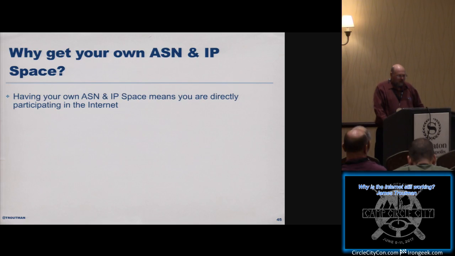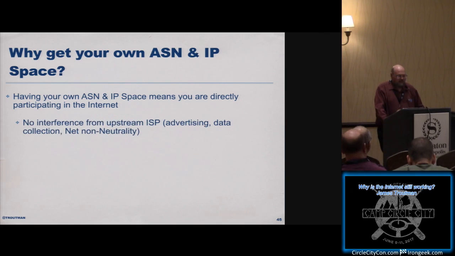So why would you want to go through all of that work? Why? I mean, there's got to be a reason, right? If you have your own ASN and your own IP space, it means you are directly participating in the internet. You're not going to have interference from an upstream ISP. Some ISPs, particularly residential ones, are becoming fairly evil. They're injecting advertising, they're collecting data, they're engaging in non-neutral services, and they're certainly looking very much forward to new changes at the FCC to get rid of net neutrality.